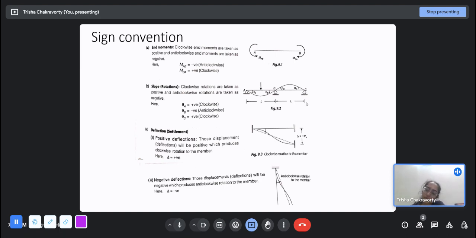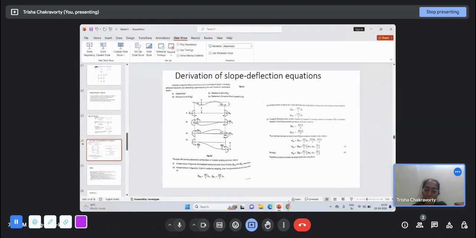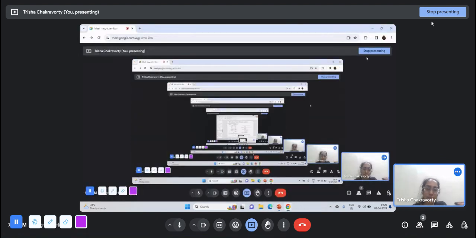And for deflection or settlement, positive deflections are taken to be the ones which produce clockwise rotation to the member. Here, if there is downward deflection, it provides clockwise rotation to the member, right? So here the downward deflection is taken as positive, and negative deflections are those that produce anti-clockwise rotation to the member. Displacements cannot just be in this plane; they can also be in this direction. So we just see how the member is rotating according to that deflection. For example, here, if this displacement is taking place, the member is rotating like this in the anti-clockwise direction. So we will call it a negative deflection. We will start by deriving the slope deflection equations.